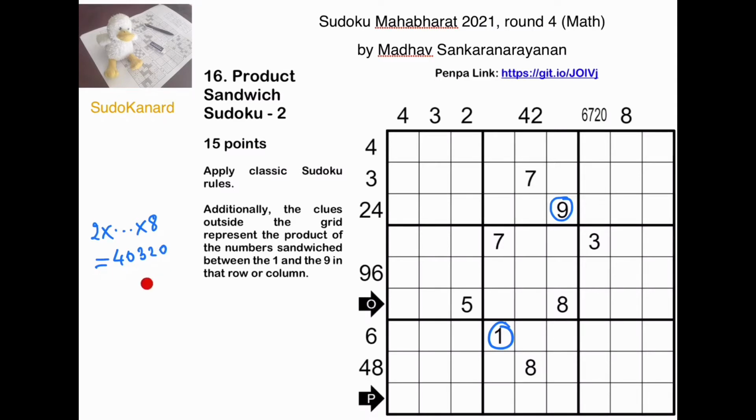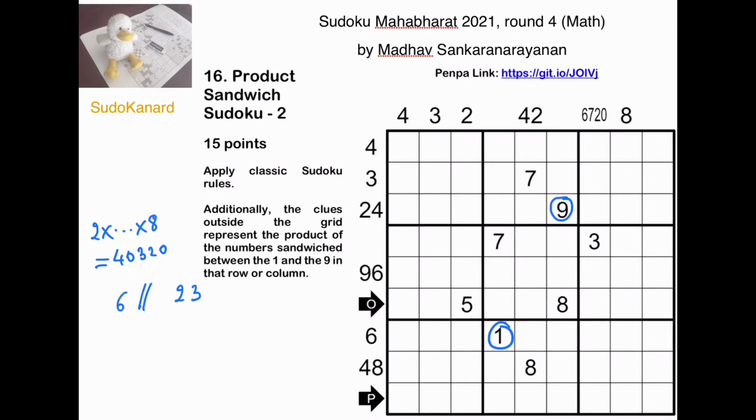So we know that outside the sandwich, we have a product of 6, which will be either the single digit 6 or 2 and 3. But because of this given 3, this is not possible. It has to be an isolated 6.